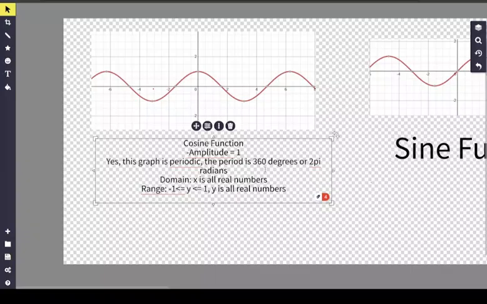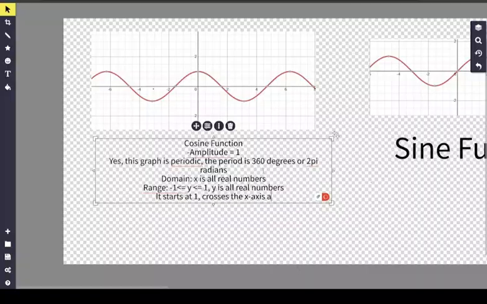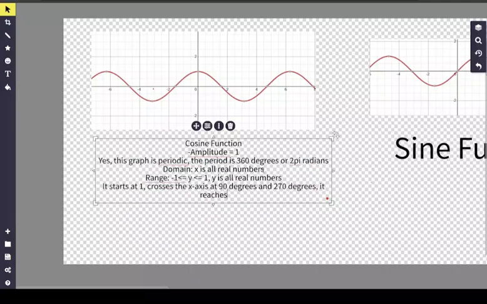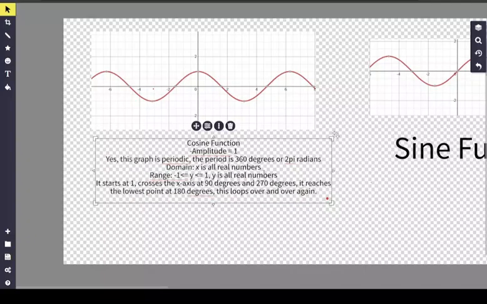And then notice it starts at 1, crosses the x-axis at 90 degrees and 270 degrees. It reaches the lowest point at 180 degrees. This loops over and over again. So that is some trait that I want to add in there myself, so it's not part of the textbook.